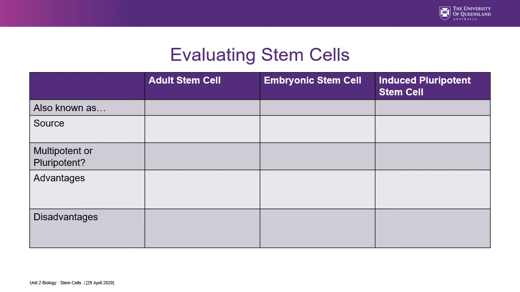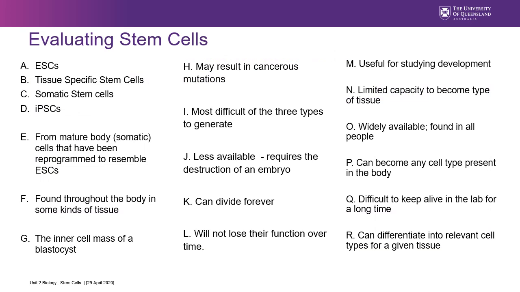Pause the video here and copy down this table in your notebook. Make sure the last two rows especially have plenty of room. Coming up, I'll show you some statements that you may put into the different sections of the table. Alternatively, you may decide to complete the table on your own, then check the statements later on. Here are some statements that can be placed in the table. Each statement applies to one or more of each of the types of stem cells.